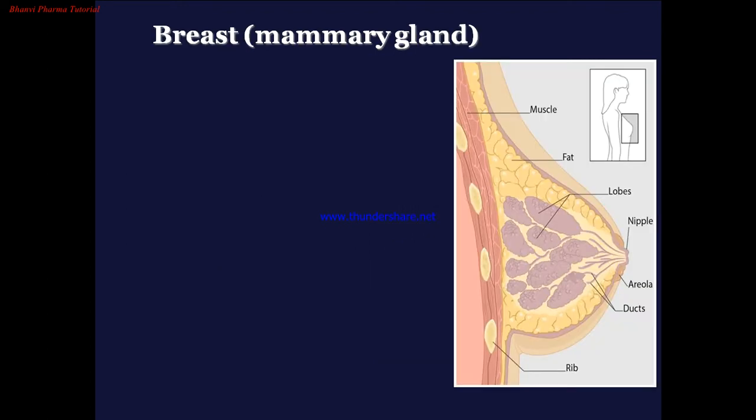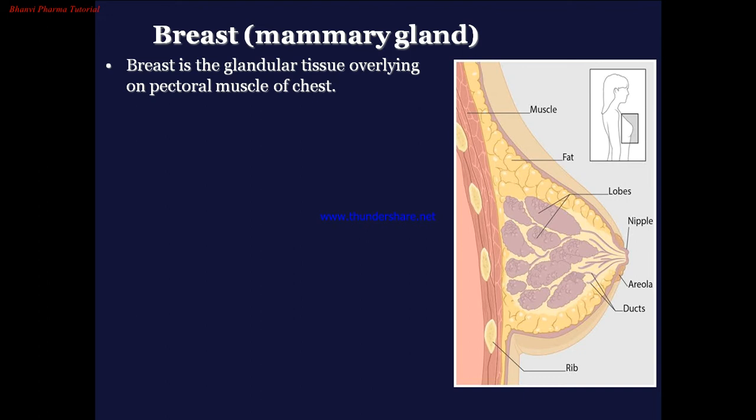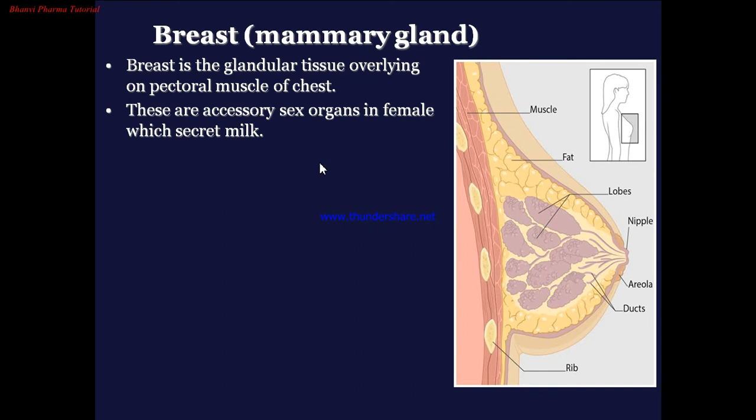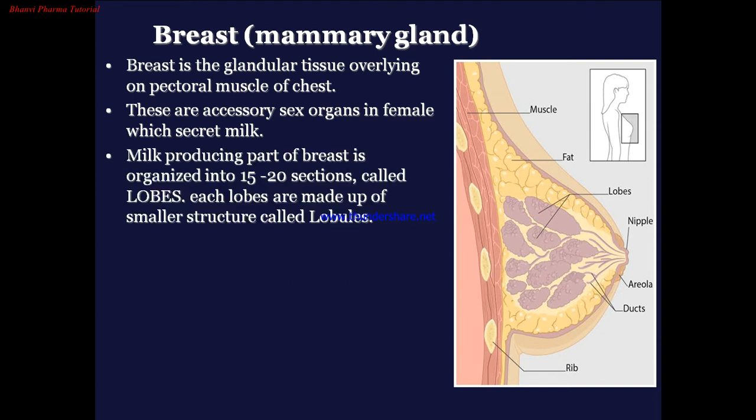Now directly to the first organ, the secondary sex organ, that is the breast or mammary gland. What is the breast? The breast is a glandular tissue overlying the pectoral muscles of the chest. It is located on the chest cavity, and there is a pair of breasts. These are accessory sex organs in females which secrete the milk.